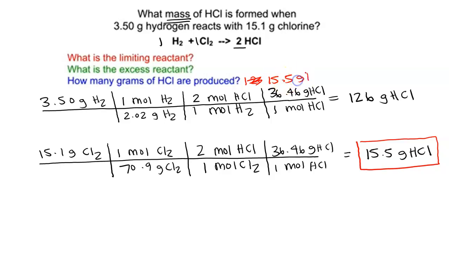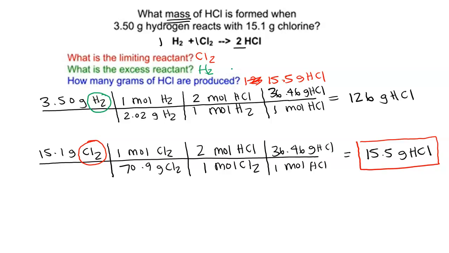15.5 grams. But then the question is asking the limiting reactant. So I'm just going to look to the left in this setup, and that came from the Cl2. So that's my limiting reactant. The one that produces more is going to be the excess reactant. So that was the H2.